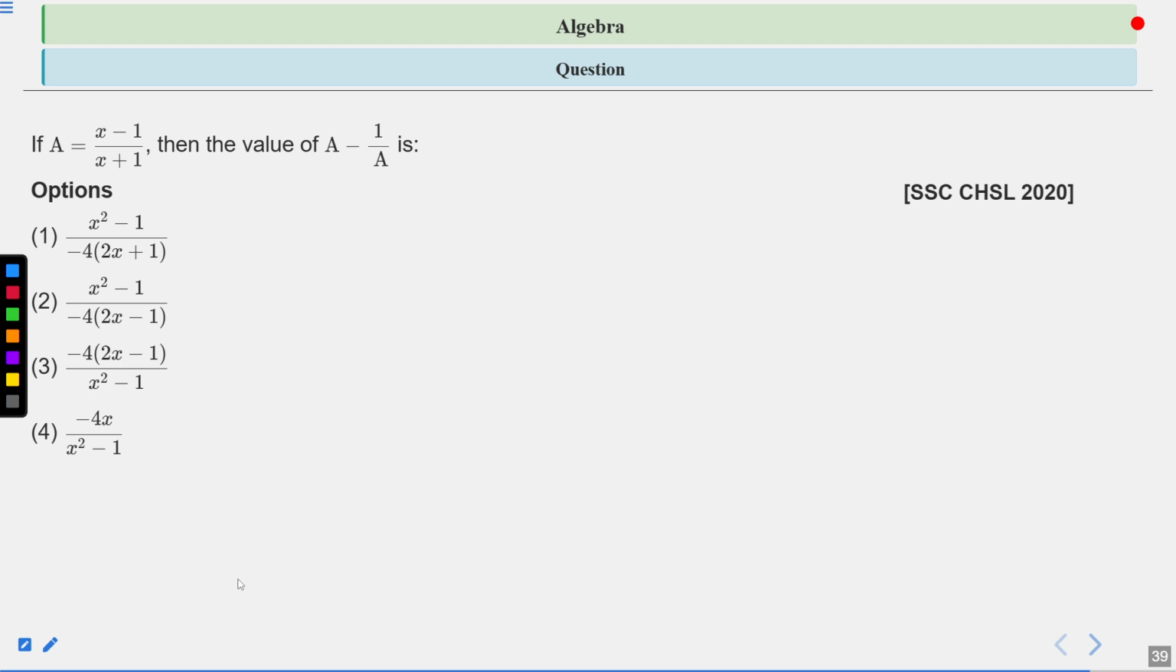If a equals x minus 1 upon x plus 1, then the value of a minus 1 upon a is? This question was asked in the SSC CHSL exam in 2020. There are 4 options. First one is x square minus 1 upon minus 4 into 2x plus 1. Second is x square minus 1 upon minus 4 into 2x minus 1. Third one is minus 4 into 2x minus 1 upon x square minus 1. And fourth one is minus 4x upon x square minus 1.